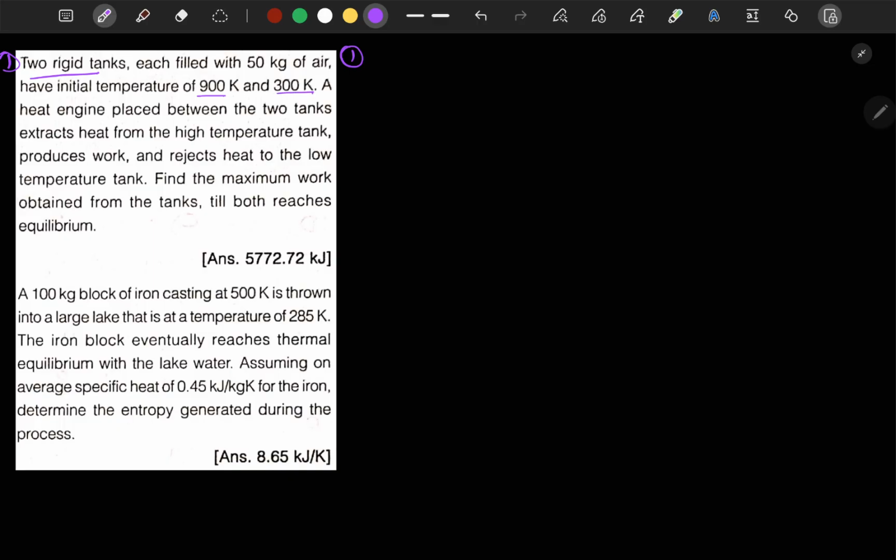Okay, a heat engine placed between two tanks extracts heat from the high temperature tank to produce work and rejects heat to the lower temperature tank. There are two rigid tanks. Rigid tanks mean constant volume. Between these tanks a heat engine is attached. Let's say here it is our heat engine.